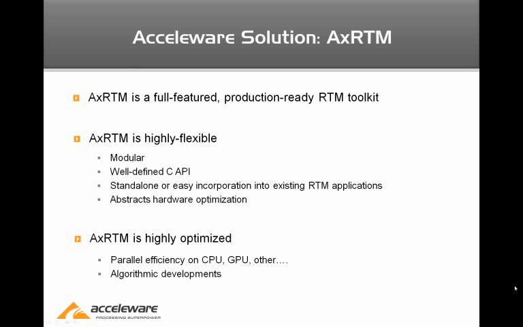A key design principle of AXRTM, and indeed all Acceleware software, is that hardware optimizations should be abstracted as far as possible from the top level application. And AXRTM is of course highly optimized, and that optimization is addressed on two fronts. So firstly, there are hardware optimizations, and AXRTM is currently optimized for maximum parallel efficiency on the latest CPU and GPU hardware. Other platforms will be supported as they are introduced. The second strand of optimization makes use of the very latest algorithmic developments, and I'll mention just a couple of these later.